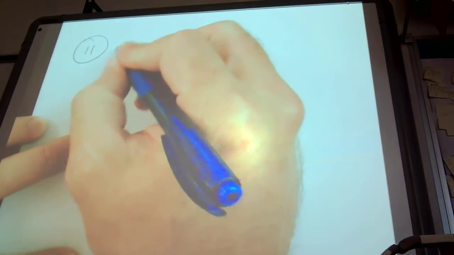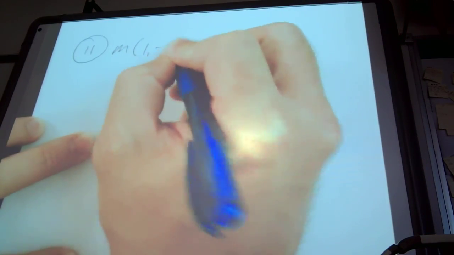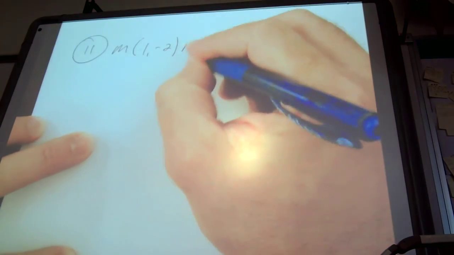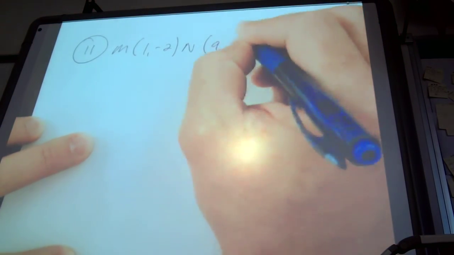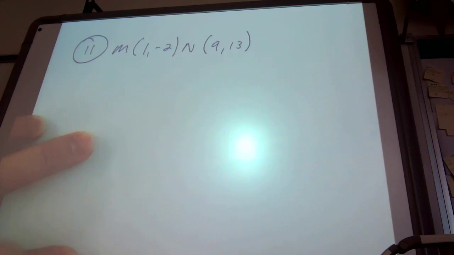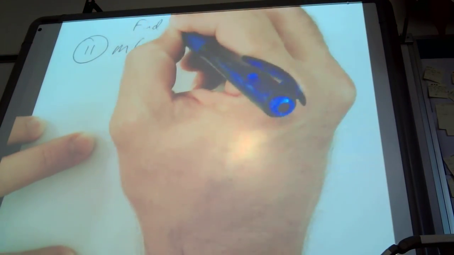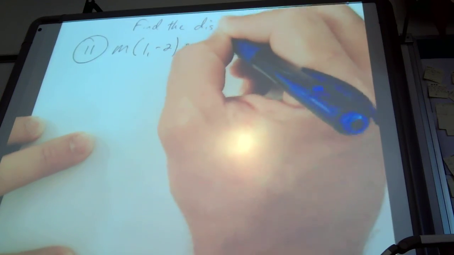So here's what it said. Point M was at (1, -2), and point N is at (9, 13). So that's what we've got going on, and we need to find the distance. That's all the instructions say: find the distance between the 2 points.